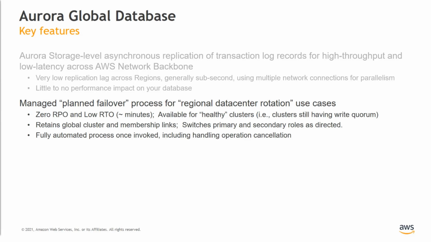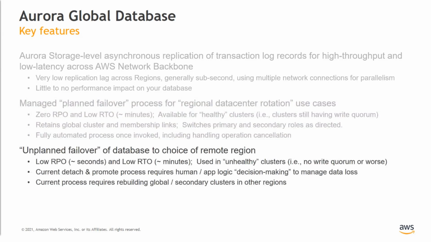So for customers that have regulatory requirements and need to rotate the regions to prove to auditors that they can operate in different locations, we have a 0 RPO, so 0 data loss, and very low RTO, on the order of minutes. It's a process that you can use to rotate which region is considered your primary region.